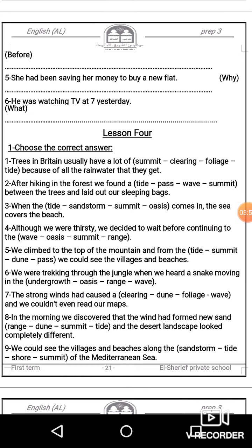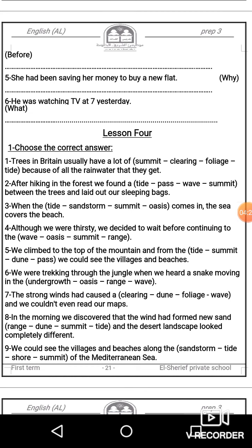Number 6. He was watching TV at 7 yesterday. Use what? What was he doing at 7 yesterday? Now let's see lesson 4.